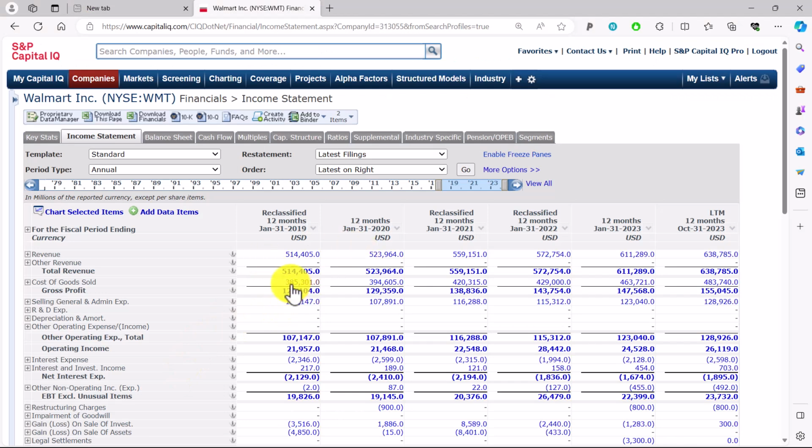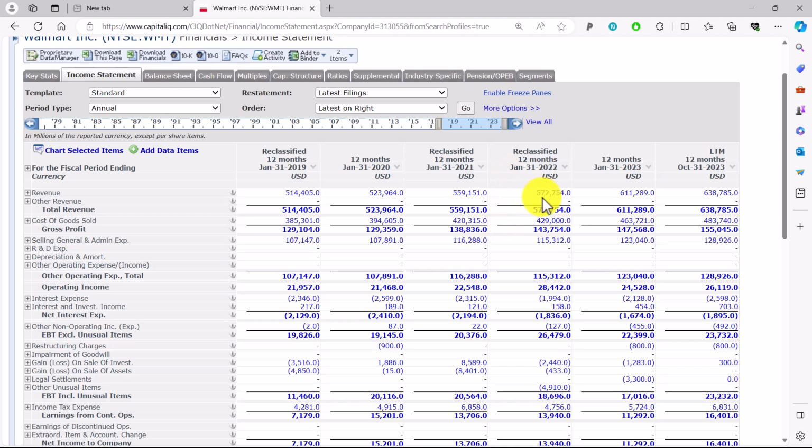for Walmart, we see that in 2022, they had, and these are in millions of dollars, revenues of $572,754 million during that year, or $572.7 billion worth of revenues during that year. And so that represents the revenues over a period of time.